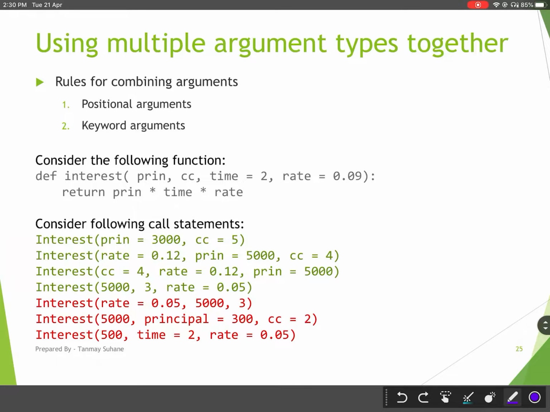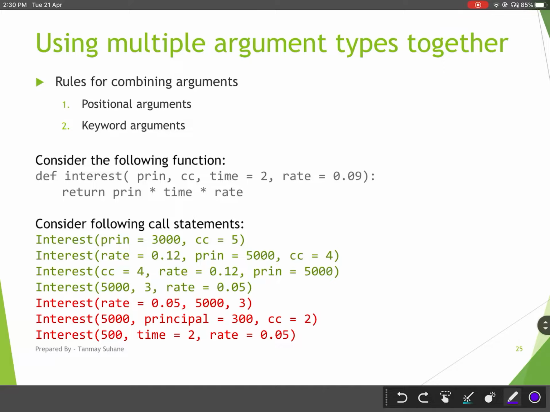Hello everyone. So today we will see how different types of argument can be used in functions. We have seen four different types of arguments. Today we will see how those arguments can be used and what is the order of different arguments if I use all the arguments together in a function.